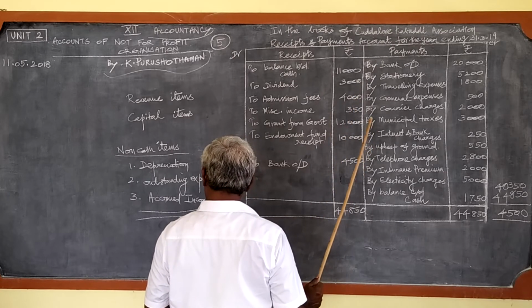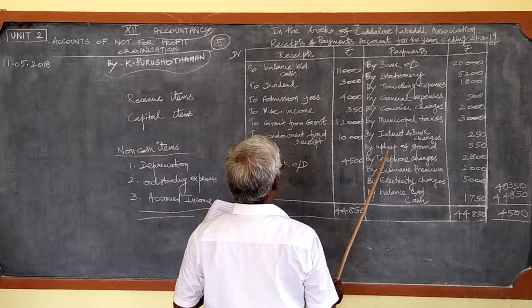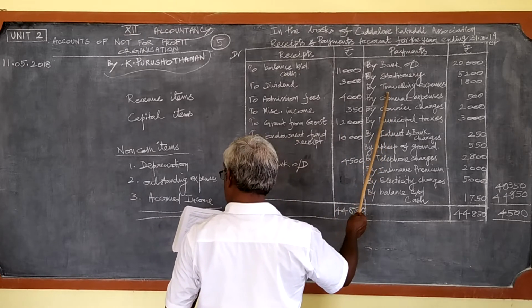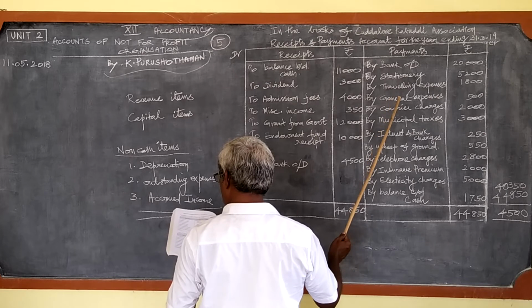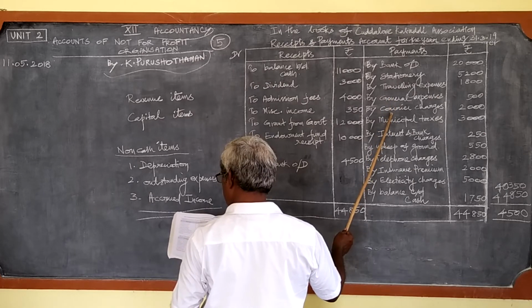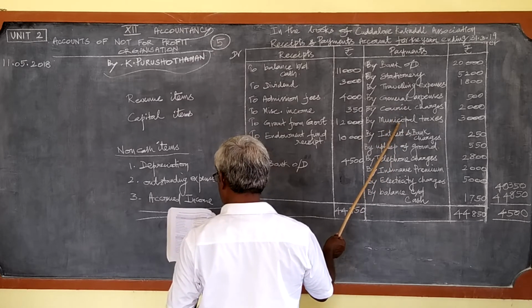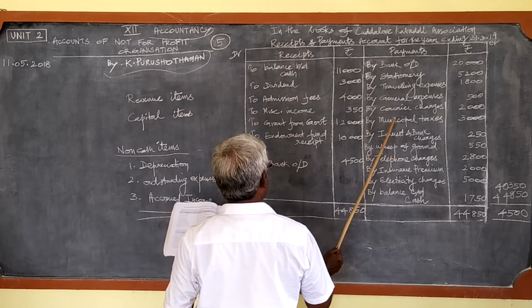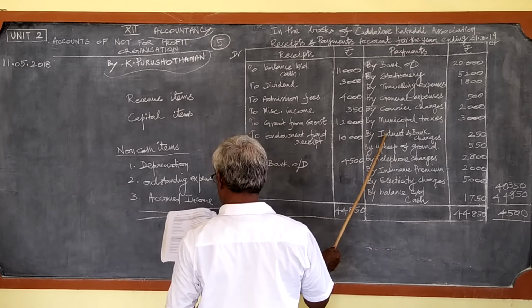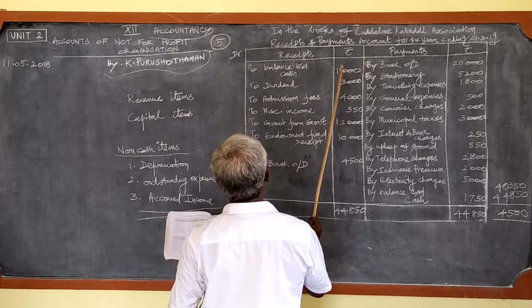Then, next one, general expenses, we have written. And the next one is admission fees, we have written. Courier charges, it is an expense, we have written. Municipal taxes paid, an expense, we have written. Then interest and bank charges, it is an expense, we have written on the payment side. Miscellaneous income, it is a receipt, we have written on the receipt side.